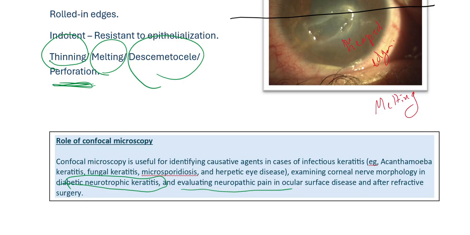But it's really useful in evaluating patients with neuropathic pain, neurotrophic keratopathy, and diabetic neurotrophic keratitis. So we have here two photos. The one to the left is of normal corneal nerves, and the one on the right shows a cornea with neurotrophic keratitis. You can see how densely packed and arborized the corneal nerves are here, but this doesn't mean that they are working properly. This doesn't mean that they are conveying any sensation. On the contrary, it's a neuropathic cornea.